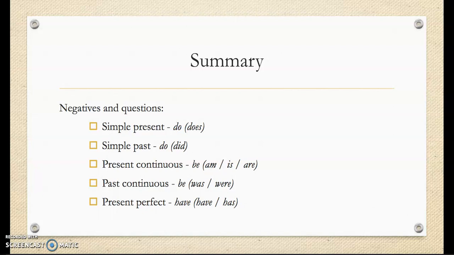In the present continuous, we use the verb to be, and that could be am, is, or are. And in the past continuous, we also use be, but in that tense, it can either be was or were. And in the present perfect, we use the auxiliary verb have, which could be have or has.